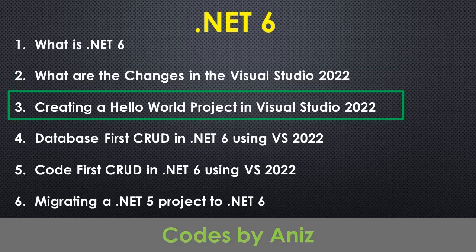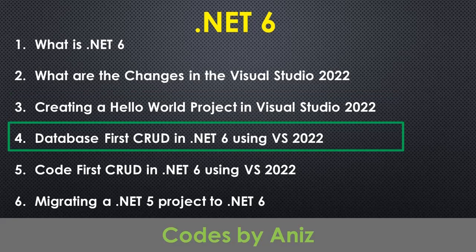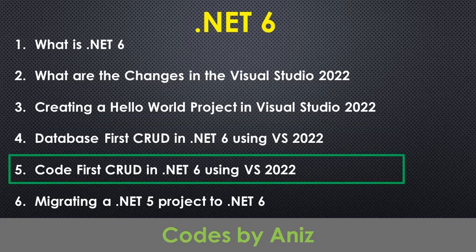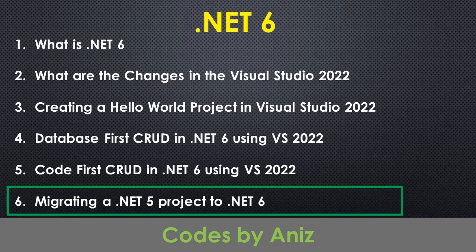After that, we will create a Hello World MVC app in .NET 6 using Visual Studio 2022. Then we will create a Database First CRUD in .NET 6 using Visual Studio 2022. After that, we will create a Code First CRUD in .NET 6. Then finally, we will see what are the options available to migrate the .NET 5 or .NET Core 3.1 projects to .NET 6. That sounds like a plan, isn't it?